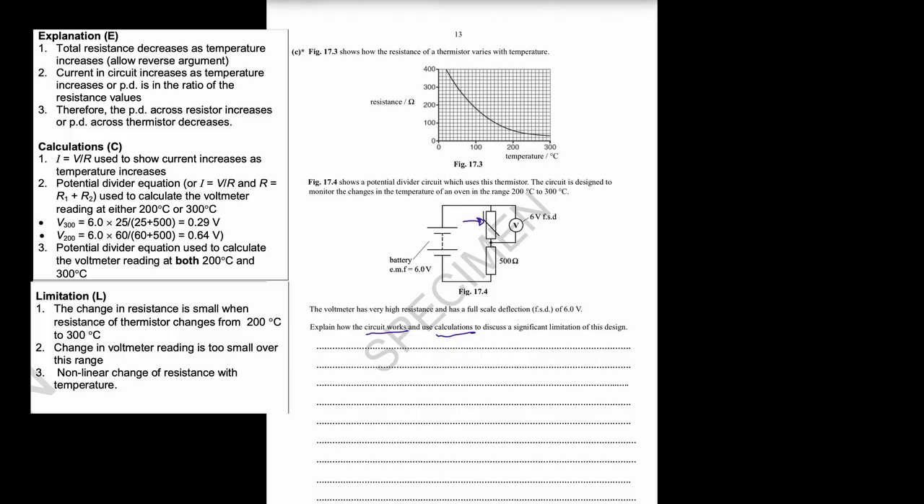Now there's a couple of ways that you can therefore explain what's going on afterwards. You can do it in terms of ratios and say, if the resistance of the thermistor has decreased, it's going to take a smaller proportion of the total voltage of the 6 volts. That's fine to get that right as well.